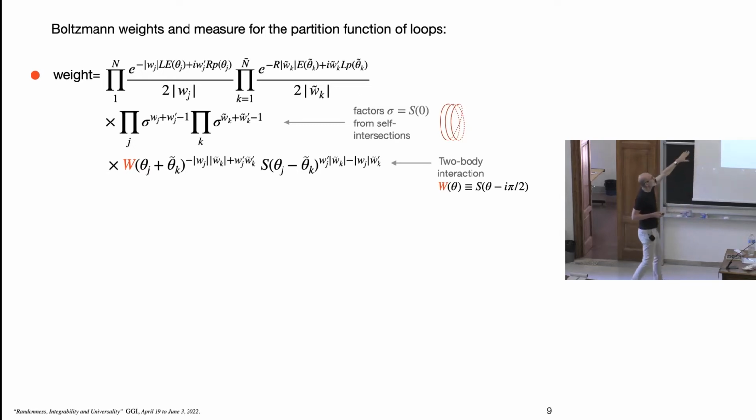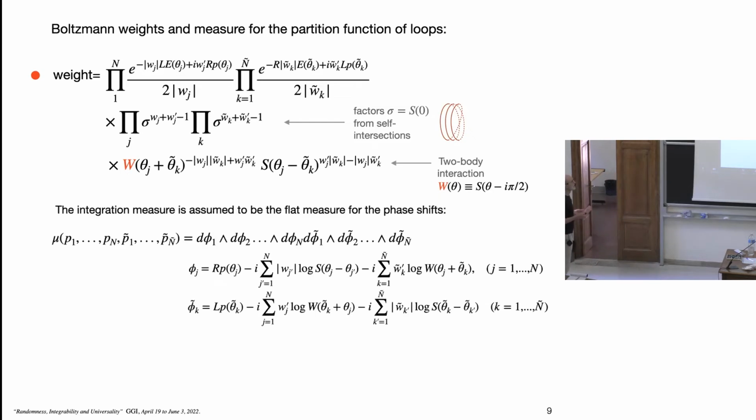And the second line is f of 0 to some power, which depends on the winding numbers. And this is because a loop which winds around the cycles of the torus can intersect itself a number of times. And so this counts for this intersecting.